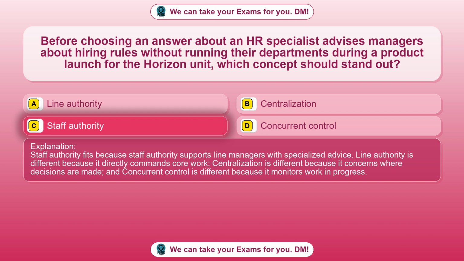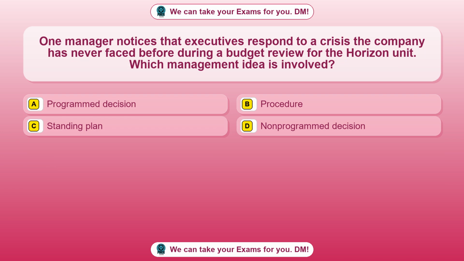Question 51. One manager notices that executives respond to a crisis the company has never faced before during a budget review for the Horizon unit. Which management idea is involved? Option A, program decision. Option B, procedure. Option C, standing plan. Option D, non-program decision.